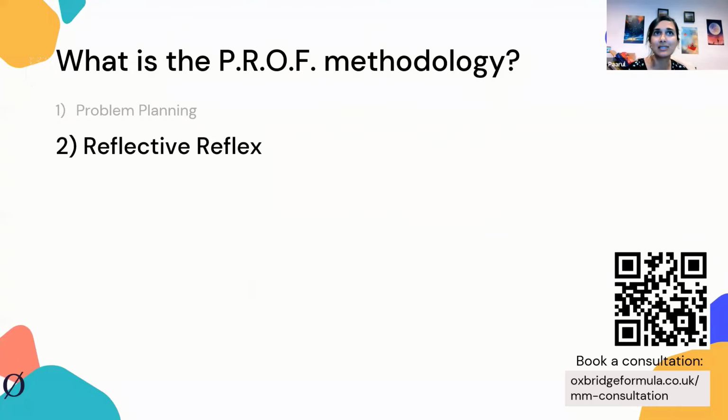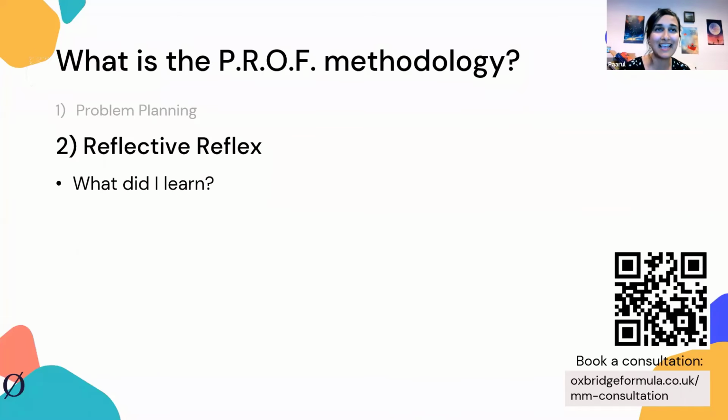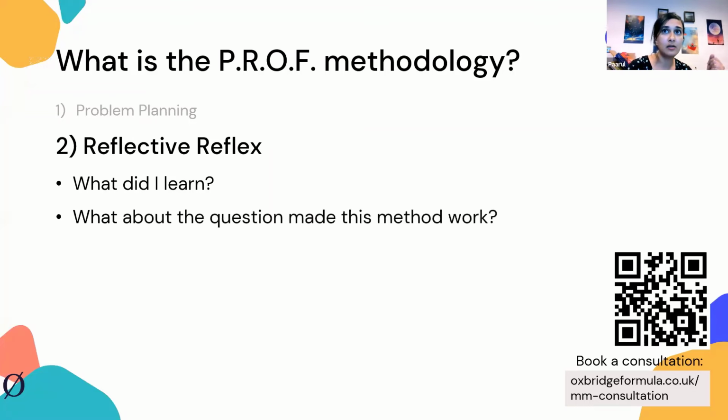Okay. All right. So now we're moving on to, we've done the problem planning for both of those. We're now moving on to reflective reflex. And when we're talking about reflective reflex, we're looking at what did I learn from these questions? So we did two questions just now. What did I learn? What was it about the question that made this method work?